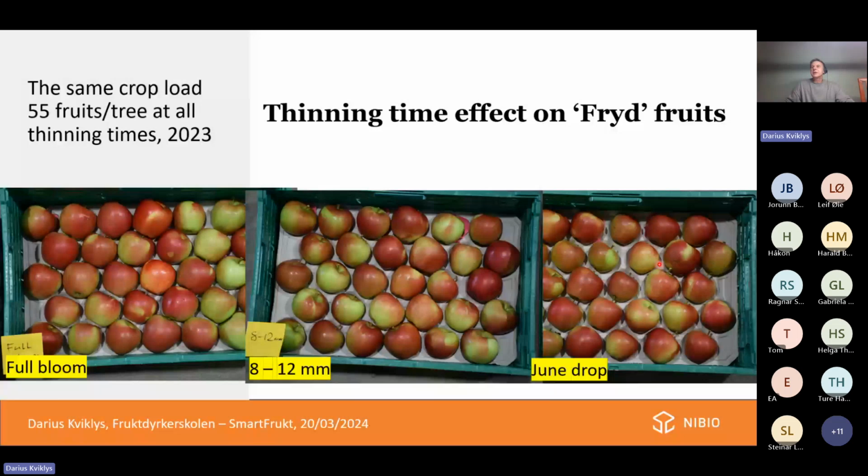Big fruits, small fruits, greener fruits, and more ready fruits. Other fruit quality parameters, I will not talk about this. It will be presented by my colleagues. They also differ and depend on thinning time.